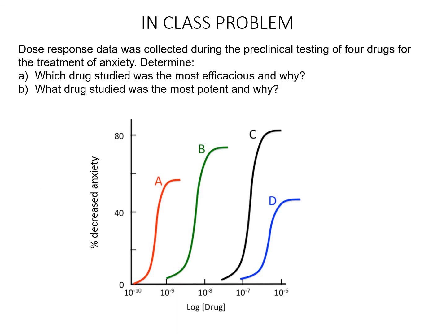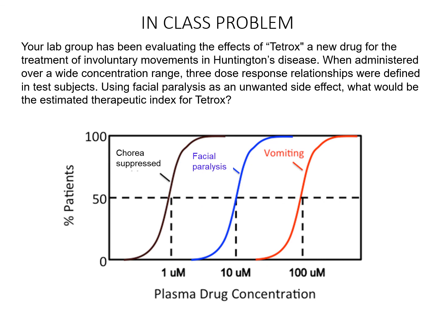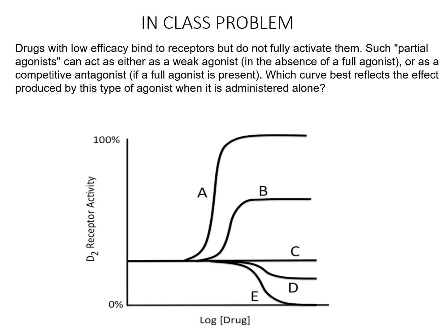I also leave you here a few problems that we will see in class to cover in practice some of the concepts that we're seeing in this video, such as determining the efficacy and potency of a particular drug in this problem, practice how to calculate the therapeutic index of a drug, and also to determine whether a drug, depending on its dose response, could be an agonist or an antagonist.